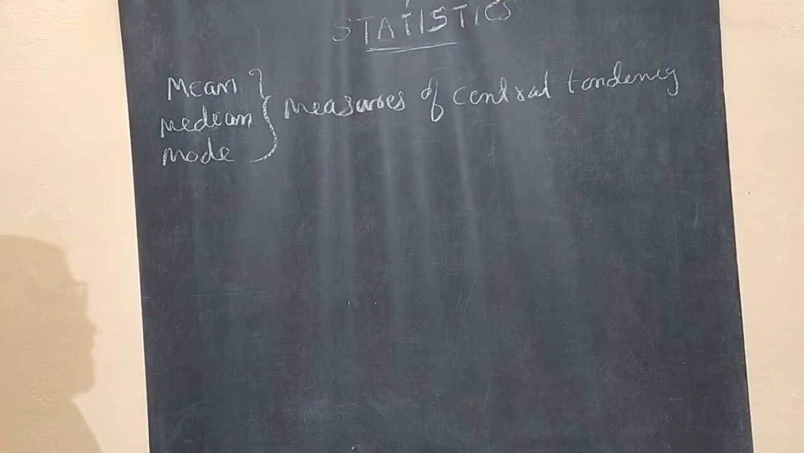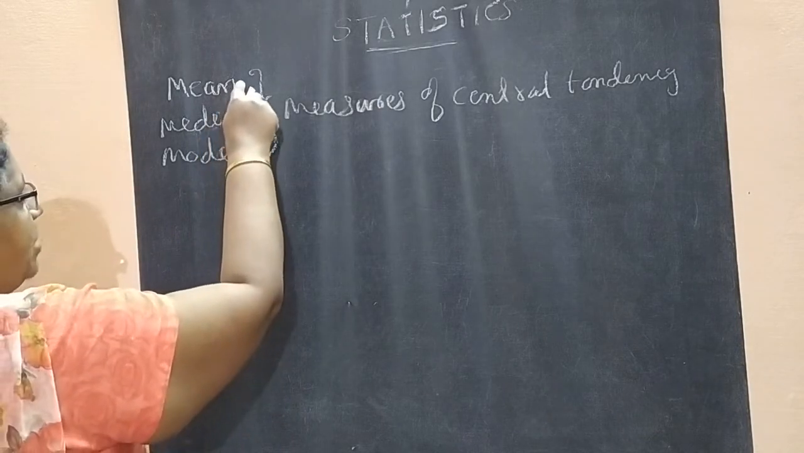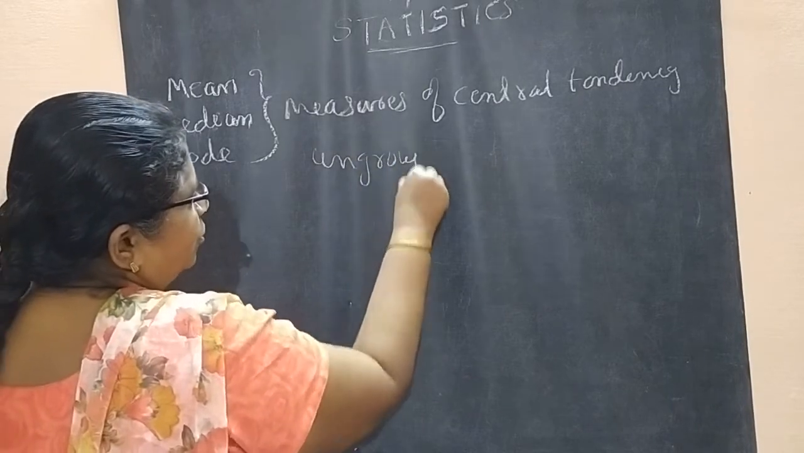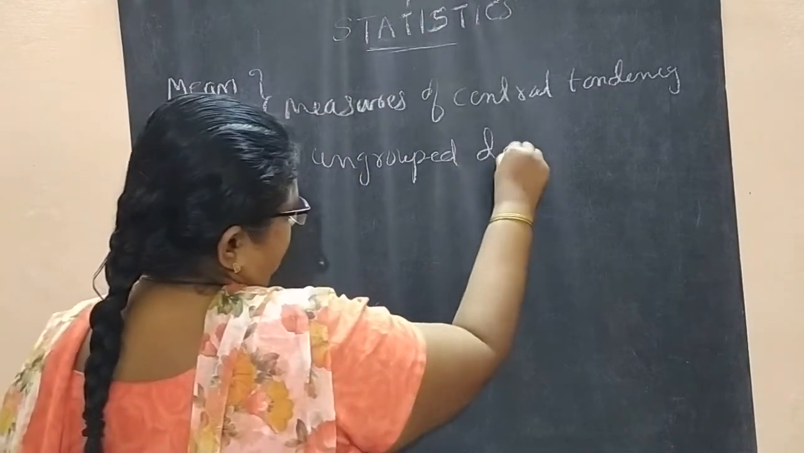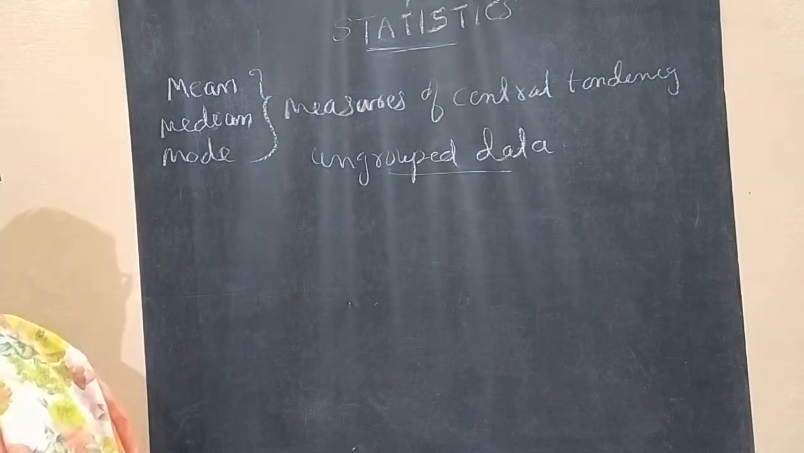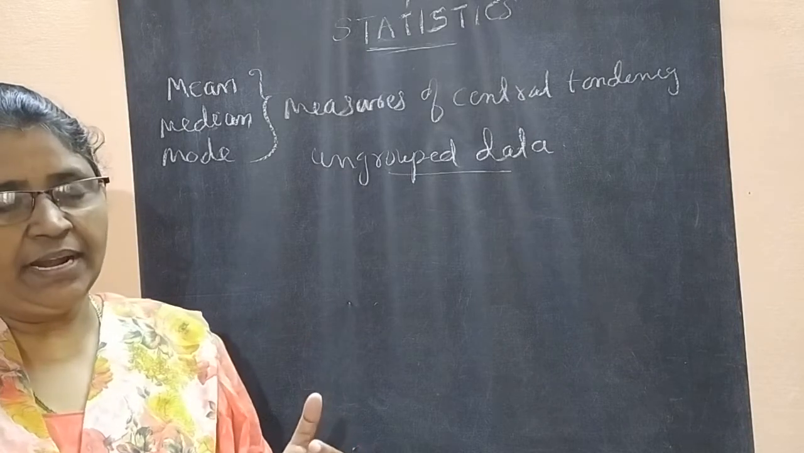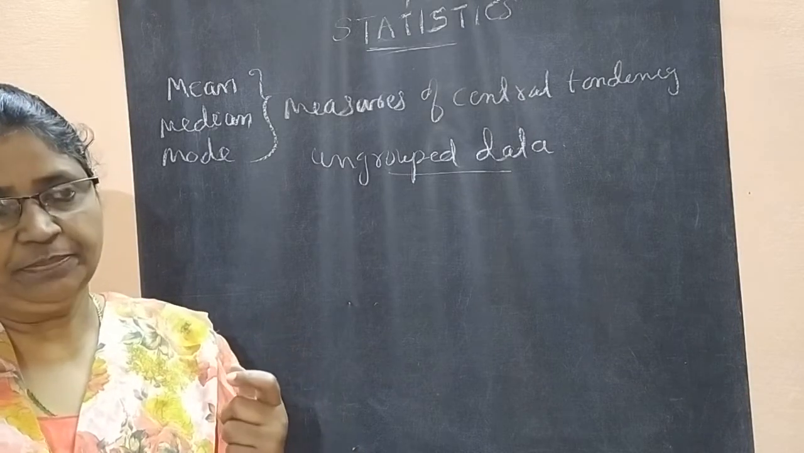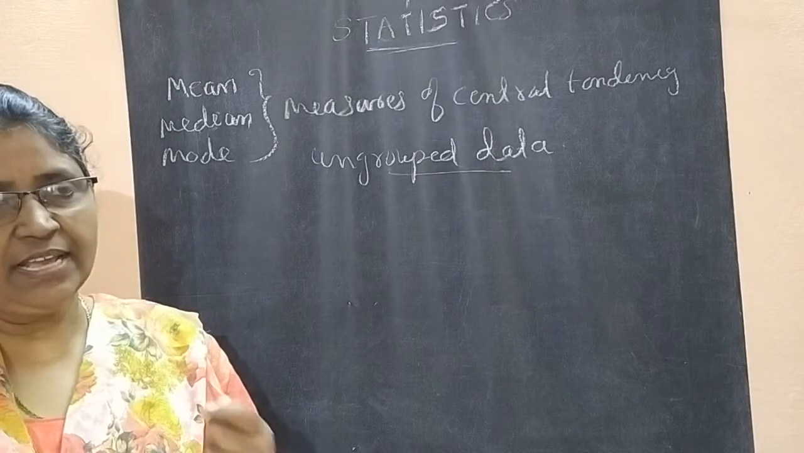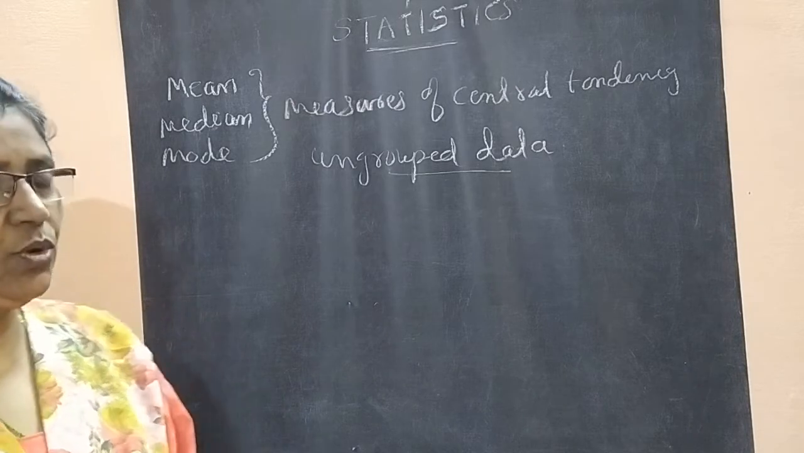Mean, median and mode. But in 9th class you studied how to find the mean, median and mode of ungrouped data. So what is meant by ungrouped data? Suppose I am conducting a slip test out of 10 marks for some 10 students.